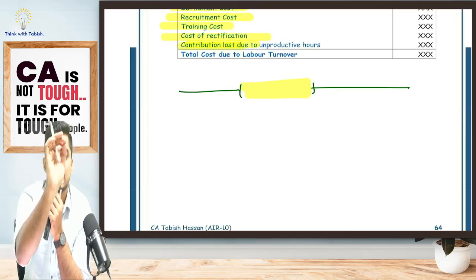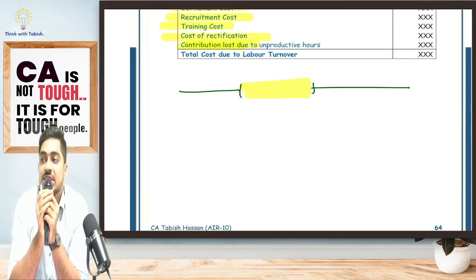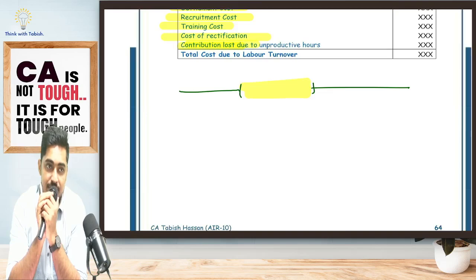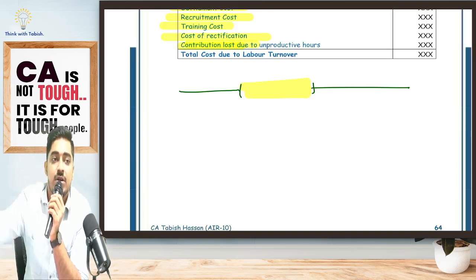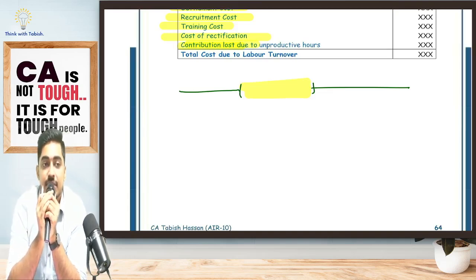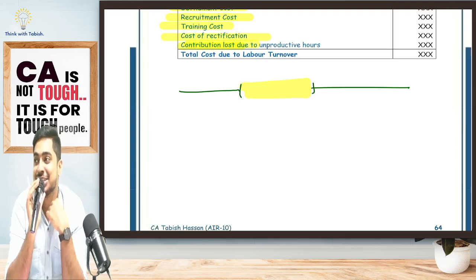So, what is contribution loss due to unproductive hours? Let us understand with the help of a simple example. Imagine Manish is our employee, in a parallel world. Manish is not a CA student. He is a tailor, a star tailor. He stitches shirts.